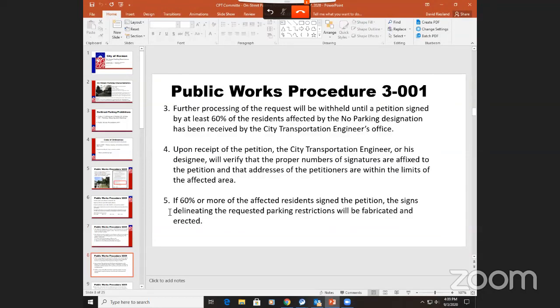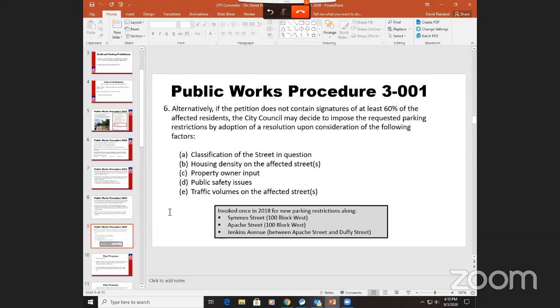More about this procedure, part 3. Further processing of the request will be withheld until the petition is turned in with 60% of the residents affected by the no parking designation being received within the transportation engineer's office. Once he receives the petition, he will verify that the signatures are affixed properly to the petition, that they actually live on the street, and that it's valid. If that 60% criteria is met, we fabricate the signs and install the signs, and that's kind of the end of the story. If it doesn't, that's where you all come in, that you have the ability to create a no parking area for other reasons.